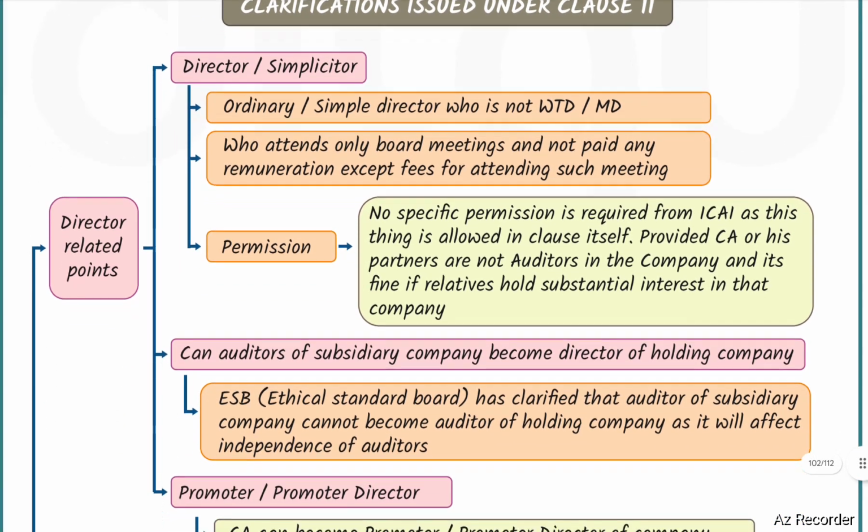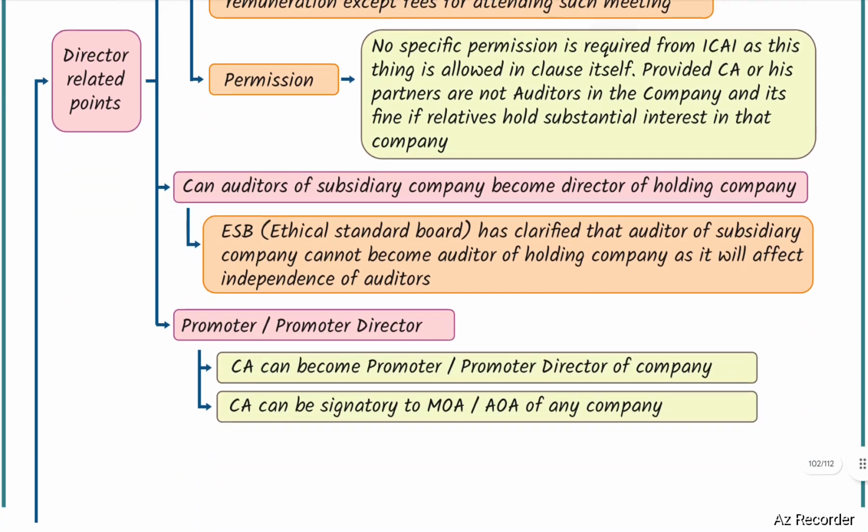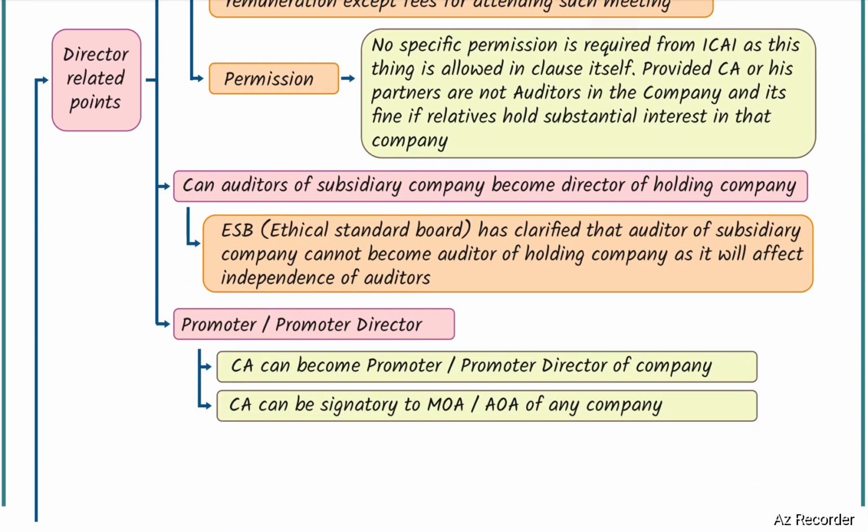Director. A director simpliciter, that means an ordinary or simple director who is not a whole-time director or managing director, who attends only board meetings and is not paid any remuneration except fees for attending such meetings. Permission. No specific permission is required from ICAI as this is allowed in the clause itself, provided the CA or his partners are not auditors in the company, and it is fine if relatives hold substantial interest in the company.